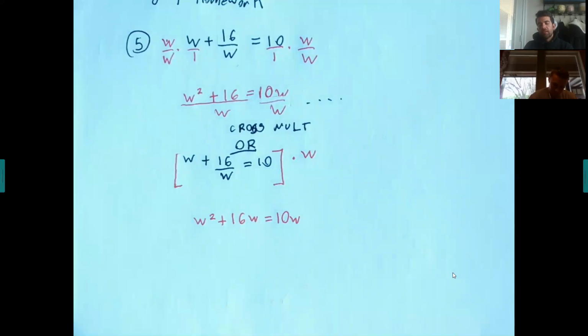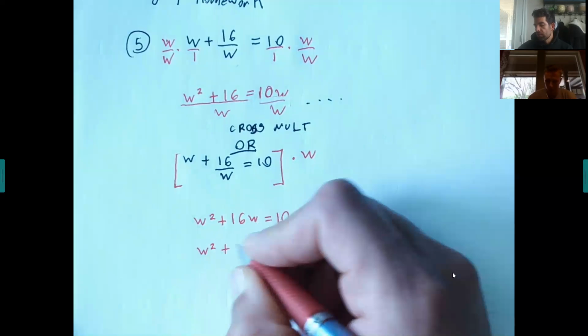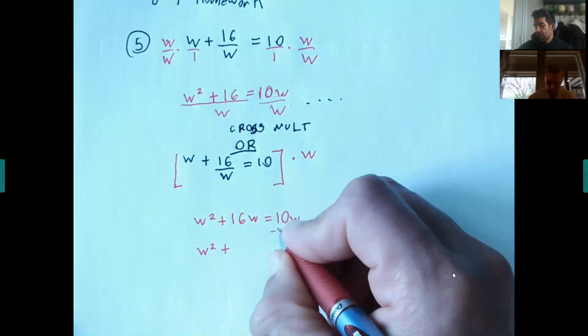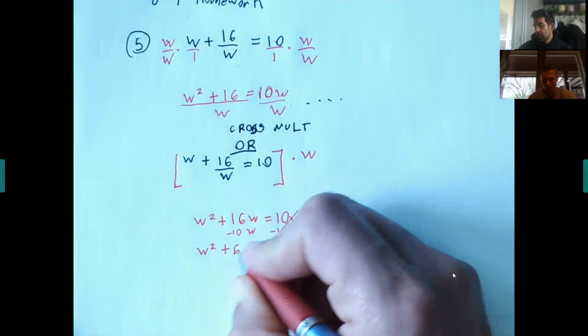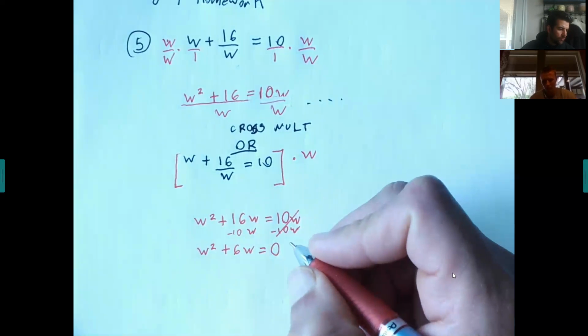So at this point, I want to set this equal to 0 by subtracting 10W from each side. So it's going to give me this. Wait a minute.